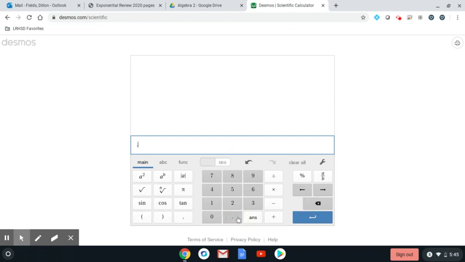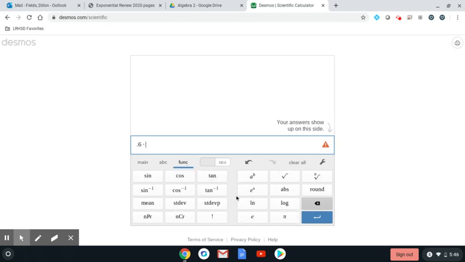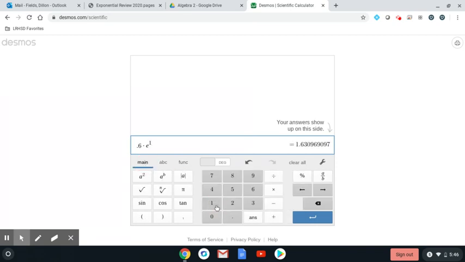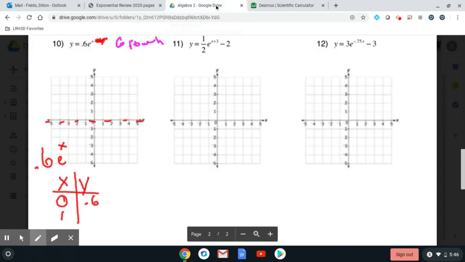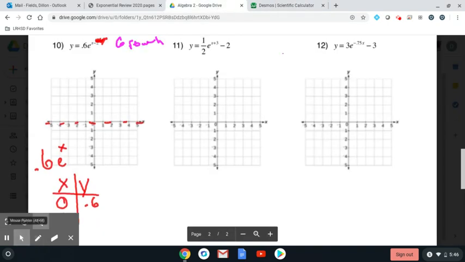Hold on. So I would do 0.6 times, and then remember your e can be in this function tab, and then you are going to have to go back and put in an exponent. So in this case, we know we're plugging in the 1, so we're going to have 0.6 times e to the first, which in this case gives us a 1.63. And you can just round to 2 decimal places. So that my y value would then be, again, 1.63.